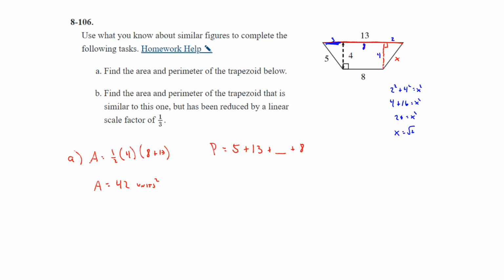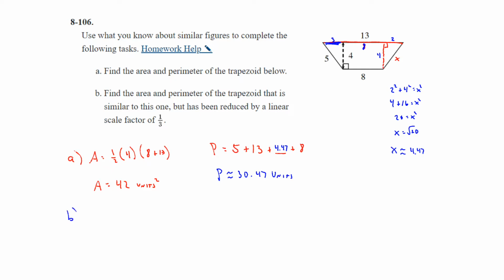So x would be approximately the square root of 20, which will be 4 something, 4.47. And so now we can put 4.47 here, and now go ahead and add those up. And we get a perimeter, once again, approximately, of 30.47 units. So that's part A.